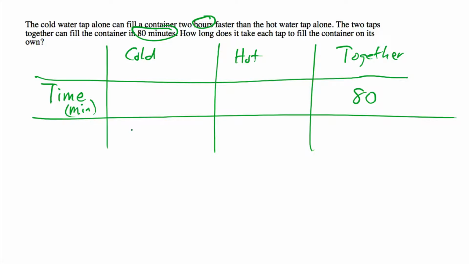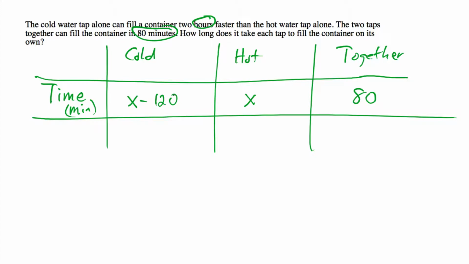And we want to know how long it takes each tap on its own. So this is the part we don't know. We just know that the cold tap can fill a container 2 hours faster. So in other words, the time, since we're talking about time, of the cold tap versus the hot tap: if the hot tap is x minutes, then the cold tap is going to be 2 hours faster, which is 120 minutes less.